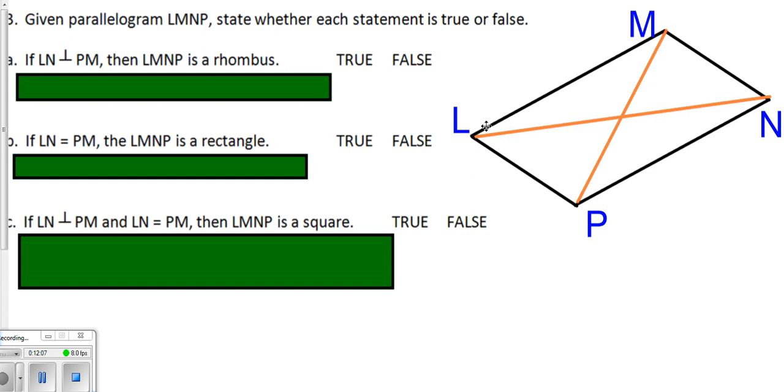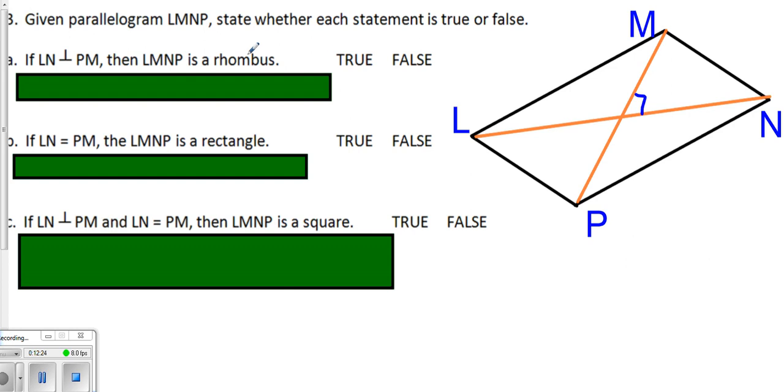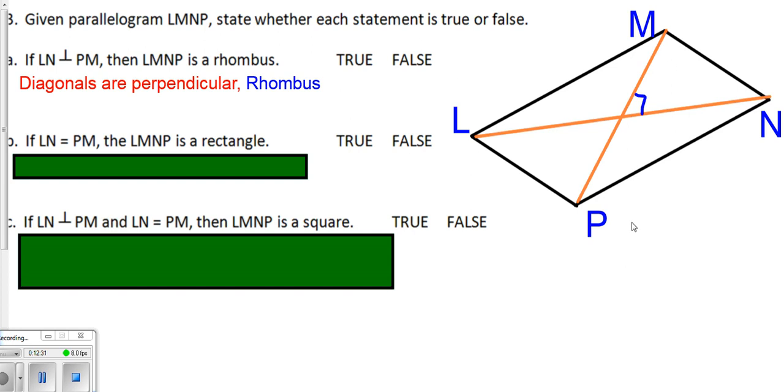Given parallelogram LMNP, state whether each statement is true or false. If LN, so this diagonal, is perpendicular to PM, this diagonal, so it would look something like this, then LMNP is a rhombus. Well, again, what did they tell us? They told us that the diagonals, LN and PM, are perpendicular, which tells us that we have a rhombus, which means, yes, true. And this thing is for sure a rhombus.